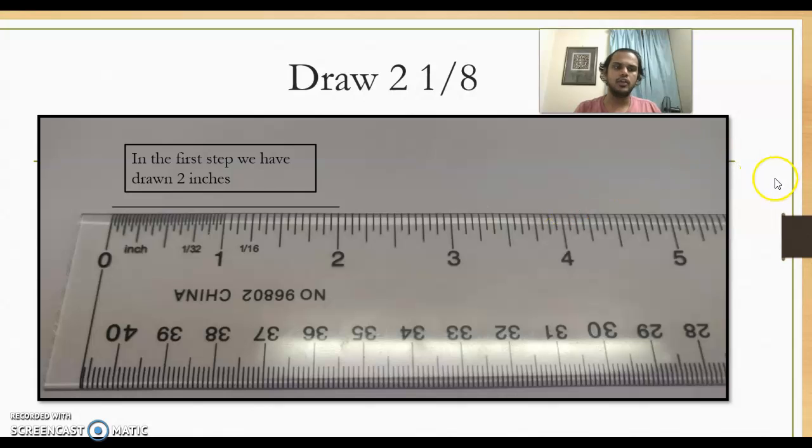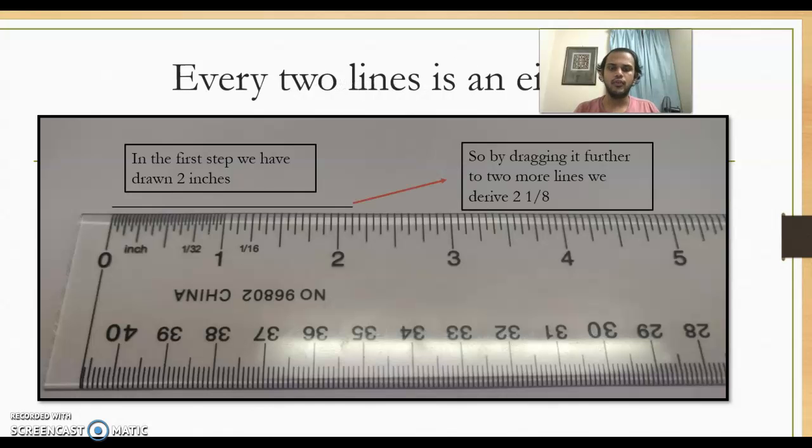And then in order to show 1 by 8, we drag the line 2 more lines, which gives us 1 upon 8. The reason why we do that is every 2 lines constitute an 8. So the 2 lines after 2 is 1 upon 8. Hence 2 1 upon 8.